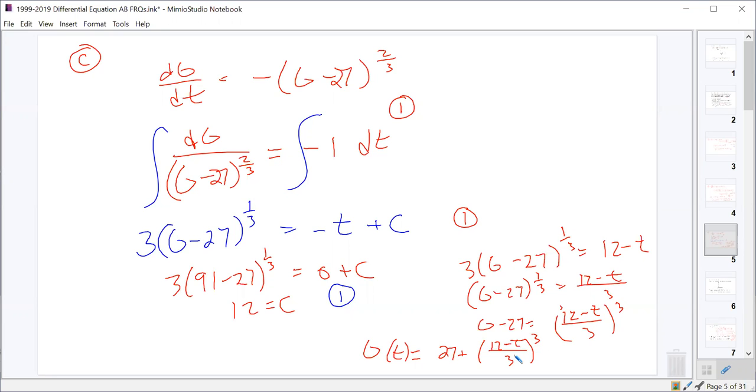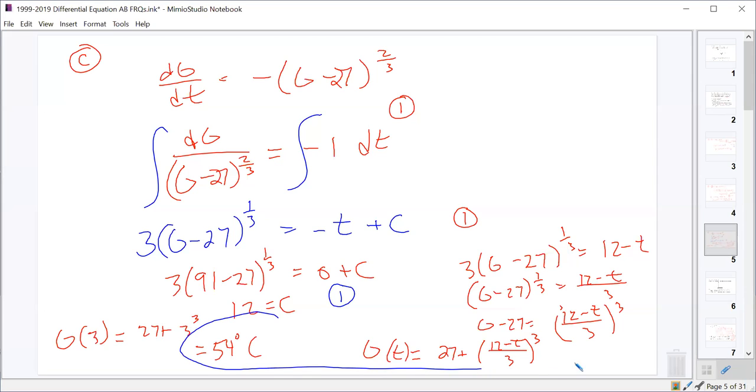And then I think they asked us, and so I believe that was one more point. Actually, that was not one more point. You had to get this and the value for g of 3 correct to get the last point. So we needed to find g of 3. G of 3 would be 27 plus 9 over 3, which is 3 cubed, should give us 54 degrees Celsius. And so both this and that together was your 5th point from C. Any questions on that?